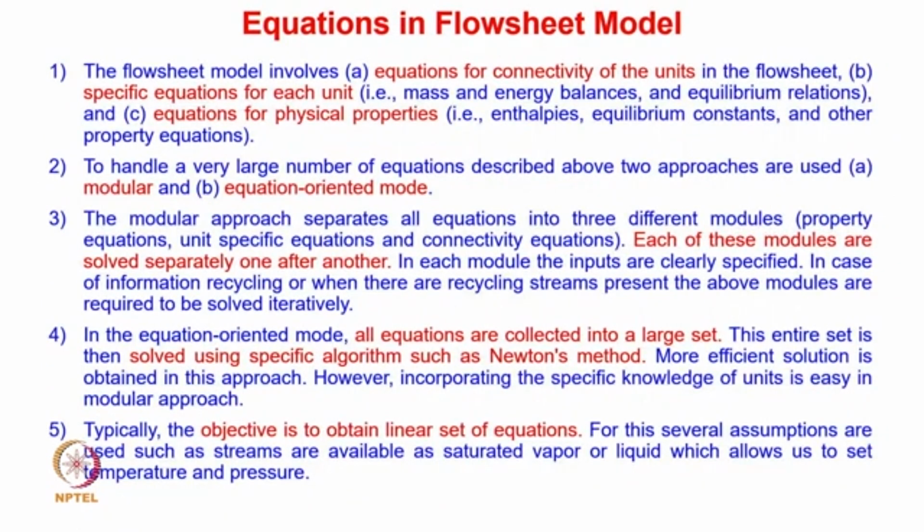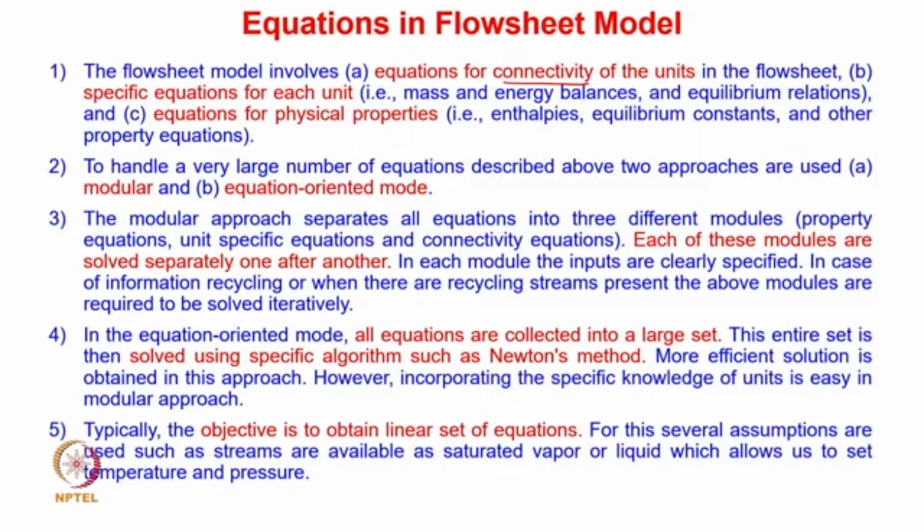So if we look at the flow sheet model which we have seen in the last session, it typically involves three types of equations. The first class is the equations of connectivity. When we say equations of connectivity, these are the equations which are used for connecting different units. So for instance, the output of one unit is given as an input to the next unit. How this connection is done is described using these equations.